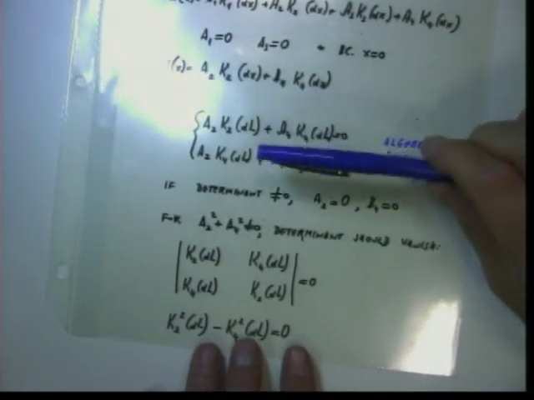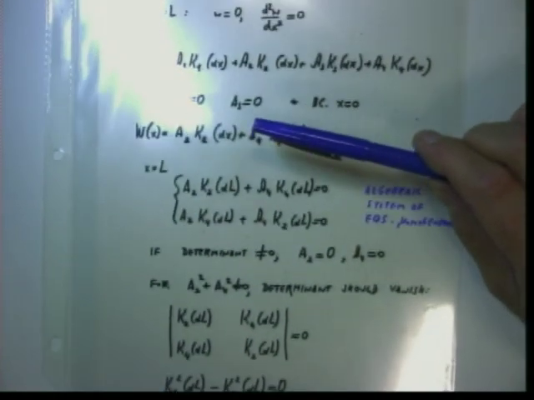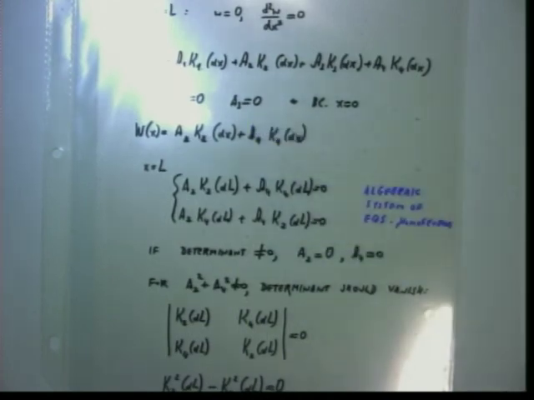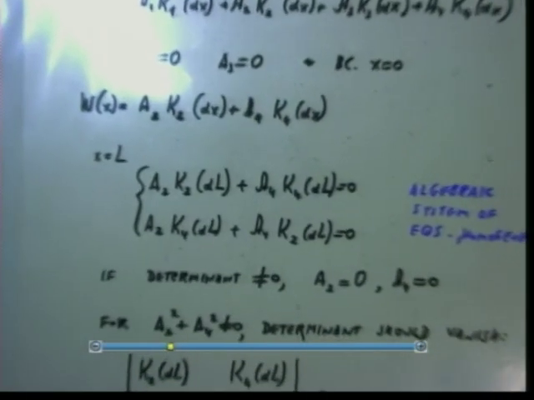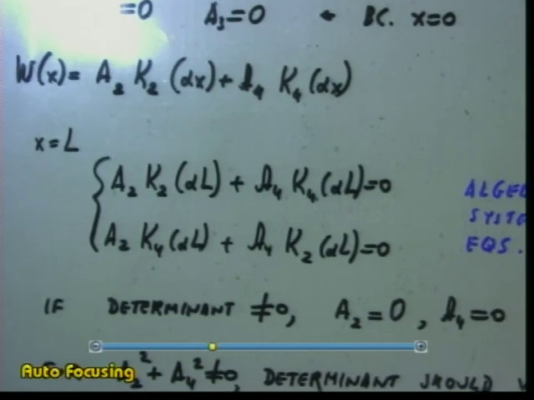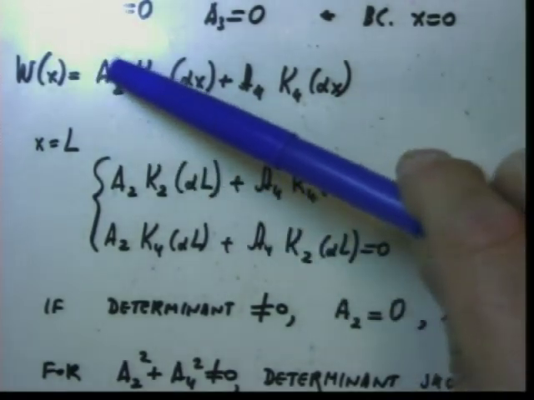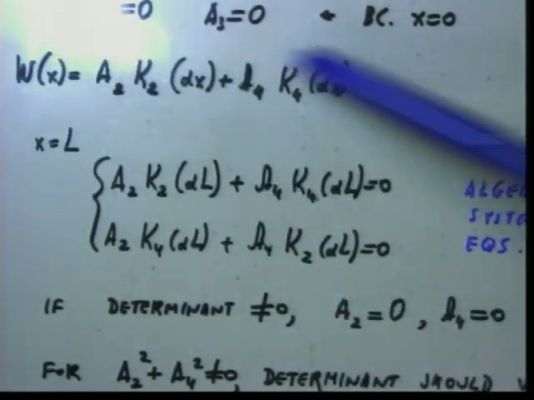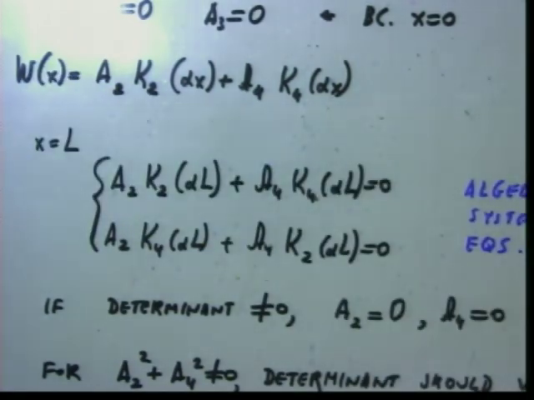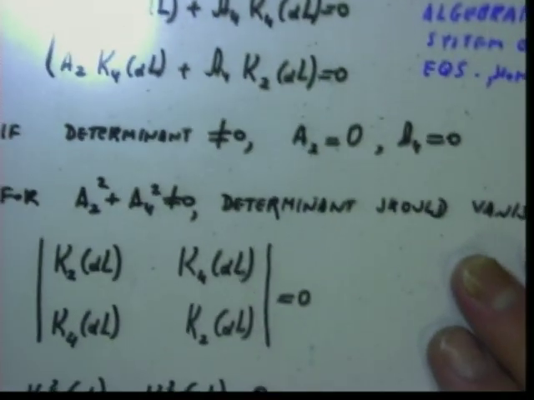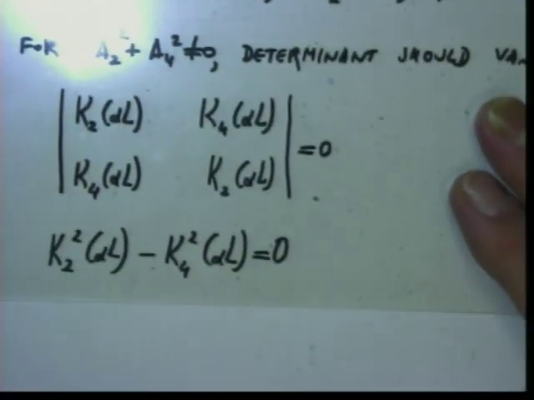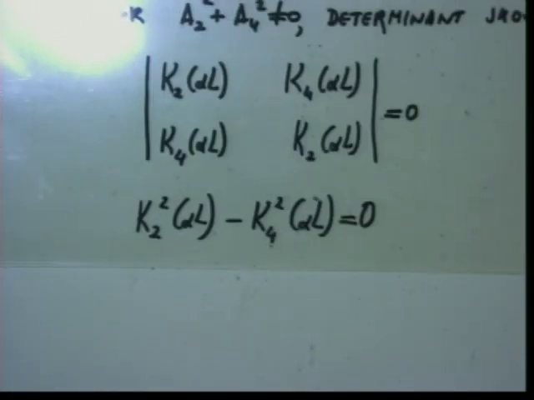And then I demanded that this determinant, which is a determinant for A2 and A4, equal zero. I'm looking for A2 and A4 because if I know A2 and A4, then I know the mode shape. Okay. So I got this determinant K.